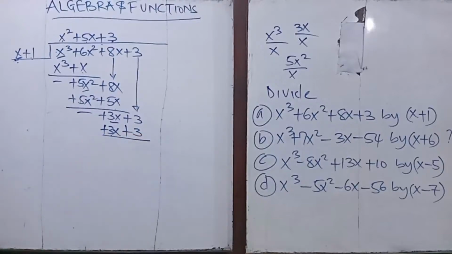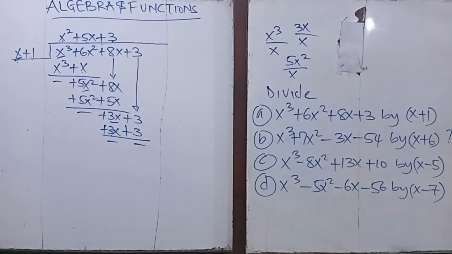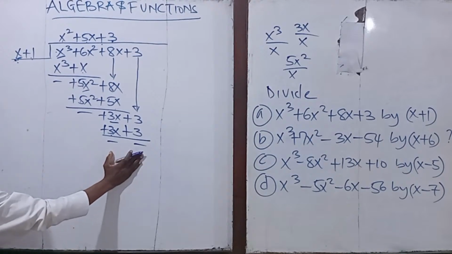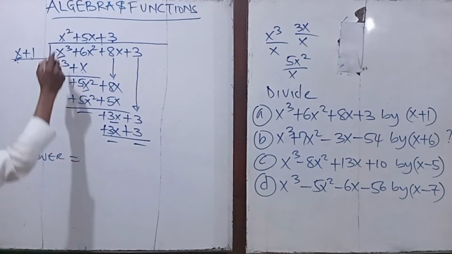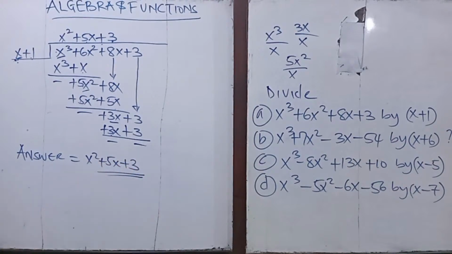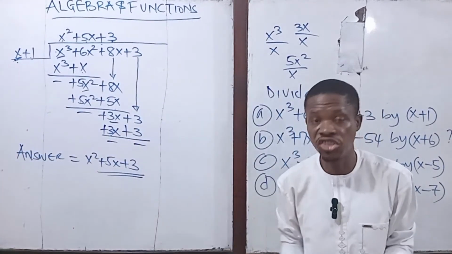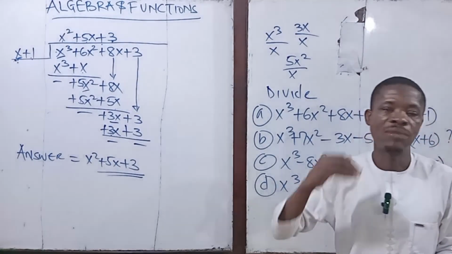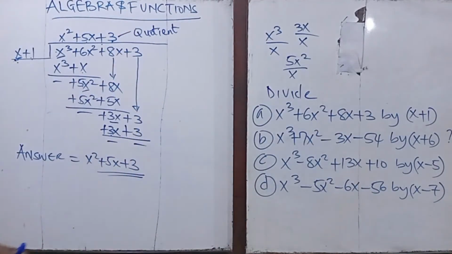So when you do that, there are cases that you have a remainder. The remainder here is 0. The remainder is 0 in this case. So your answer is equal to x squared plus 5x, and then plus 3. The essence of this polynomial long division is that this one is called the quotient.